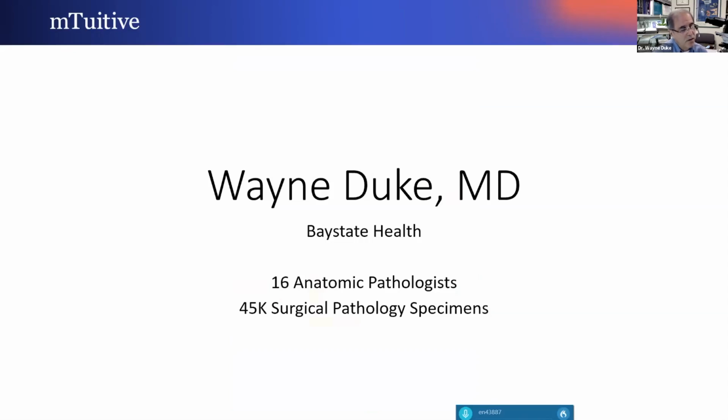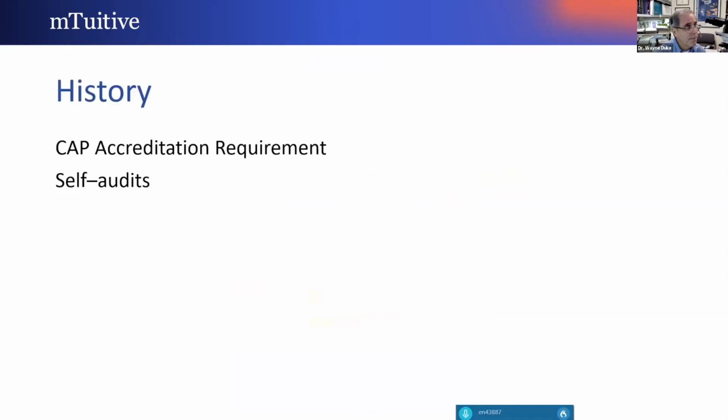So I work at Baystate Health. Here we have 16 anatomic pathologists, and we examine about 45,000 surgical pathology specimens a year. So I became involved with electronic cancer reporting about 5 years ago, specifically because of the CAP accreditation requirement that our cancer reports contain what was deemed required elements. And when we were performing self-audits, we realized that we were not meeting that standard.